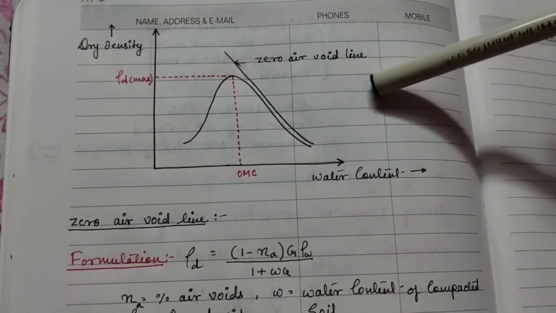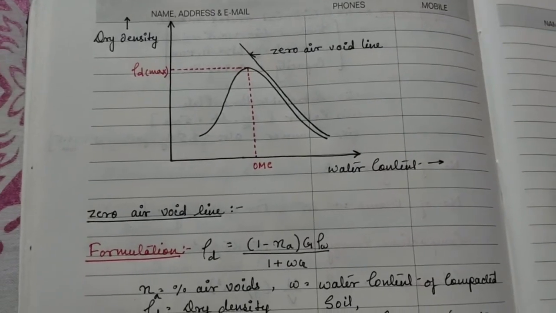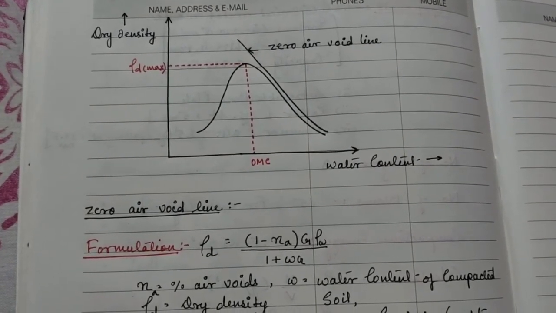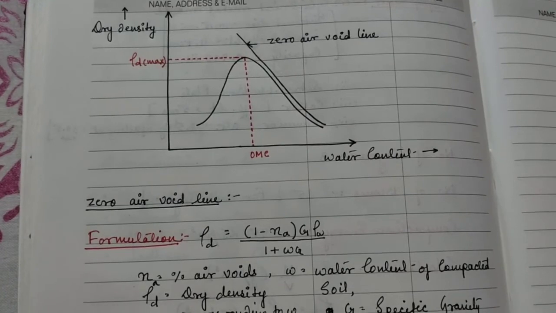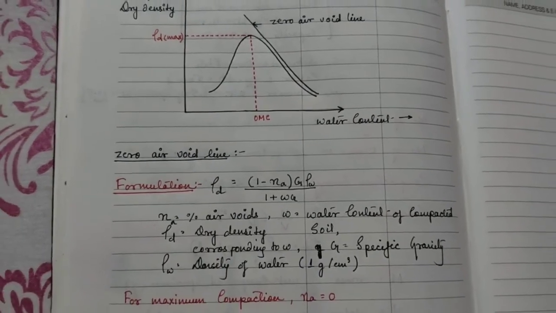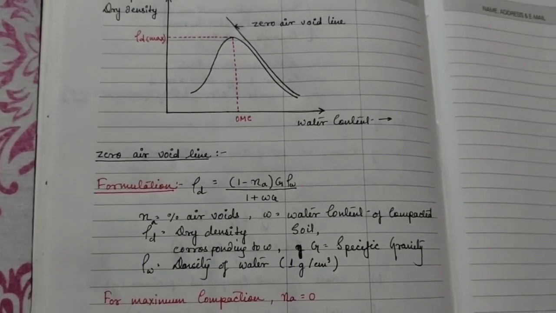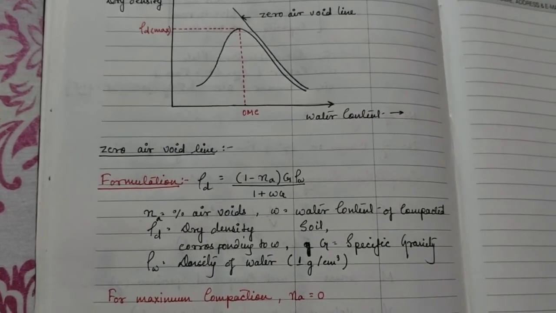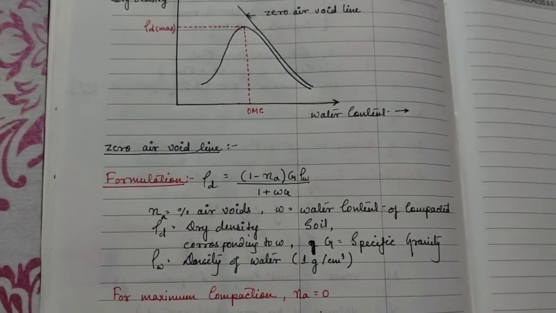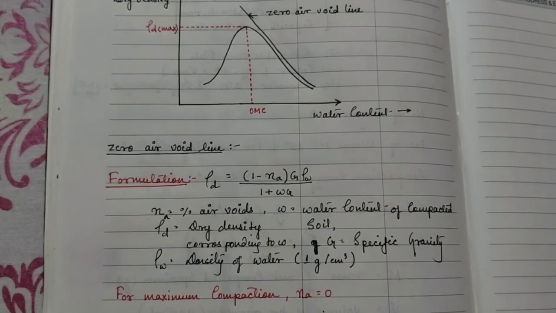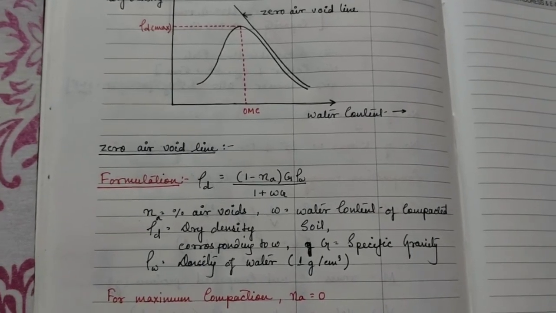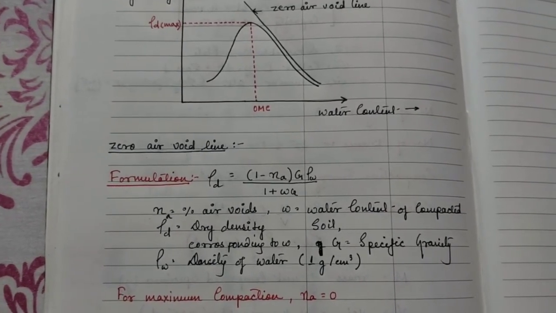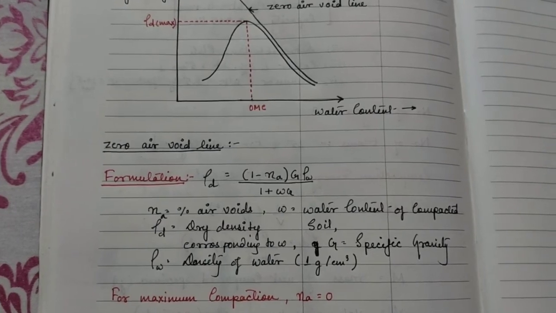So this is about the preliminary phase of compaction. In the next topic, we will study the factors which affect compaction and another type of test, which is the modified Proctor test, along with the changes in the soil structure while compaction takes place, and some numericals related to compaction.